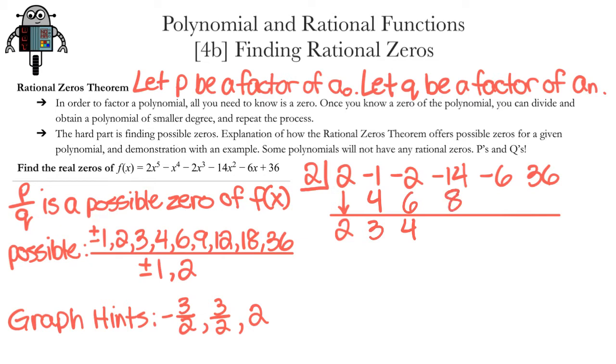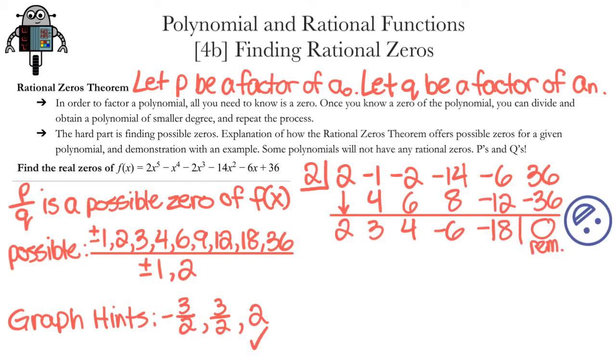Negative 14 plus 8 is negative 6. Negative 6 times 2 is negative 12. Negative 6 plus negative 12, negative 18. And finally, negative 18 times 2, negative 36. And we get 0 as the remainder. At this point, we could write the new polynomial, but instead, we'll continue dividing with those numbers that are already there. Let's do negative 3/2 first. You'll see why later. Negative 3/2 goes in the box, and we drop down the 2.